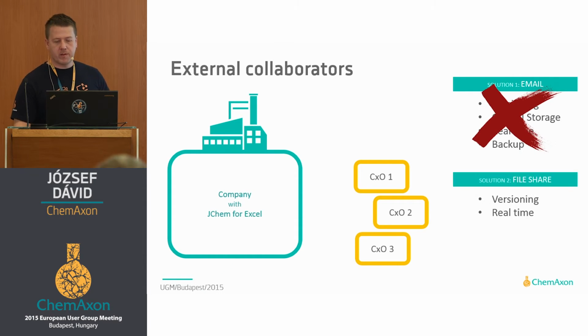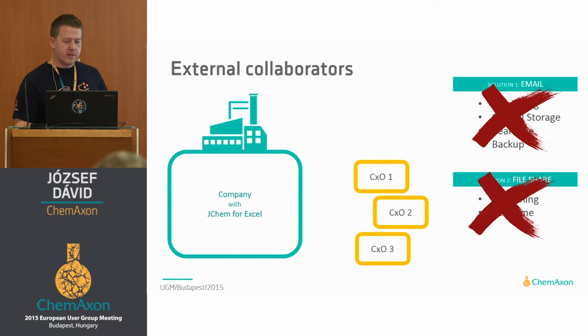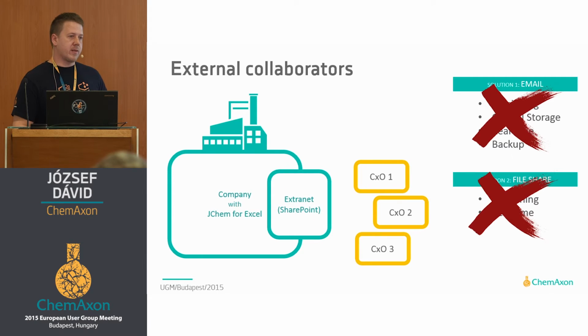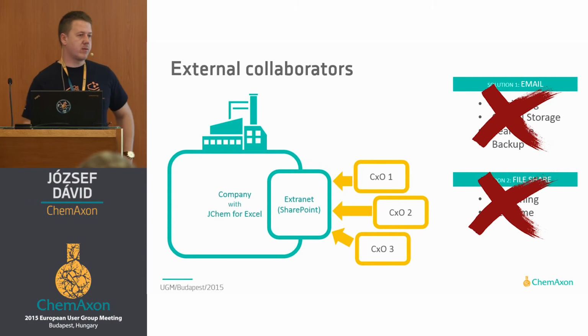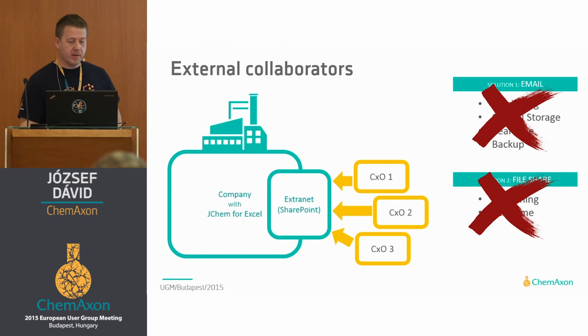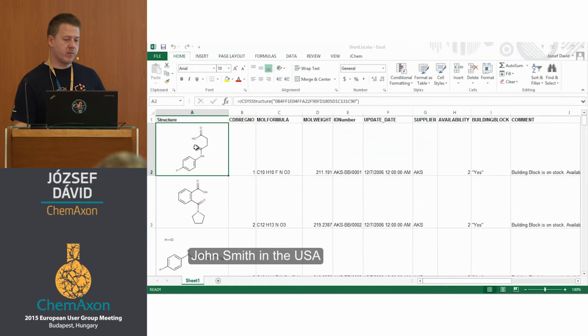A second one they thought of is file share, which is a bit better, but the versioning is still questionable, and it's not real time. So they decided to create an extranet SharePoint for the collaborators and give access to the SharePoint itself. And how it was done in practice, the next video will show you.